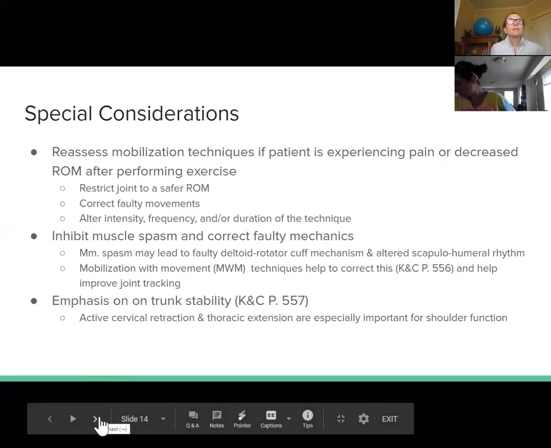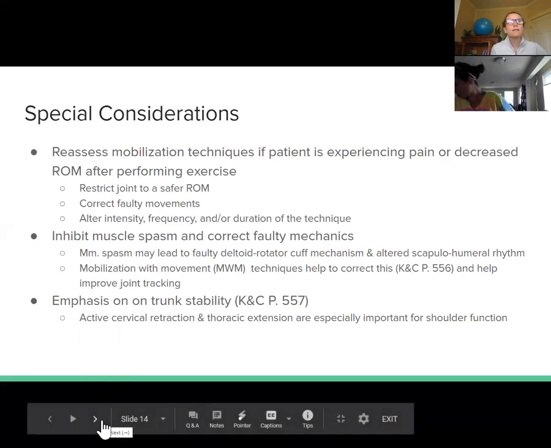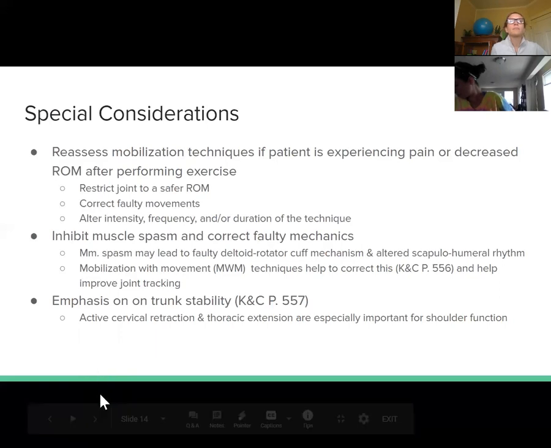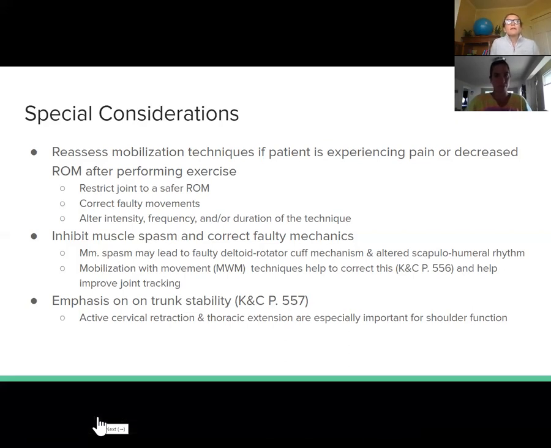And there's a thing called mobilization with movement. It's a technique to help correct muscle spasms, and it can help improve joint tracking. And we also want to emphasize trunk stability because active cervical retraction and thoracic extension are especially important for shoulder function.